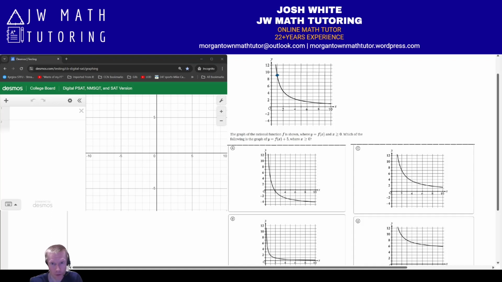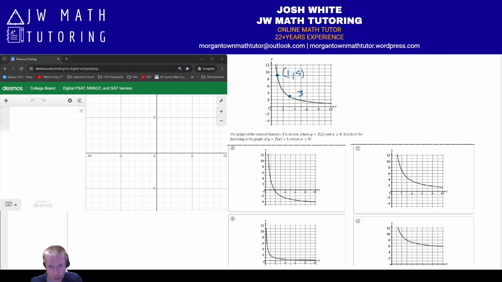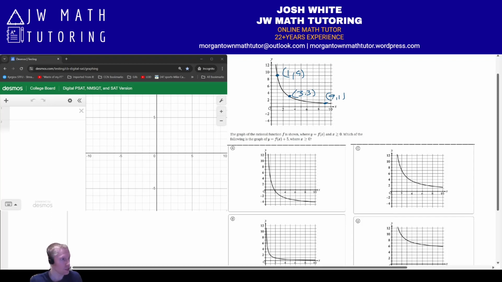So here's my first point, 1 comma 9. I'm also going to use this point right here, 3 comma 3, and then there's another point right here, 9 comma 1. Okay, so those points are all basically at the intersection of integer values. So I just enter those in. All right, now I'll go ahead and do a basic regression for a rational function.